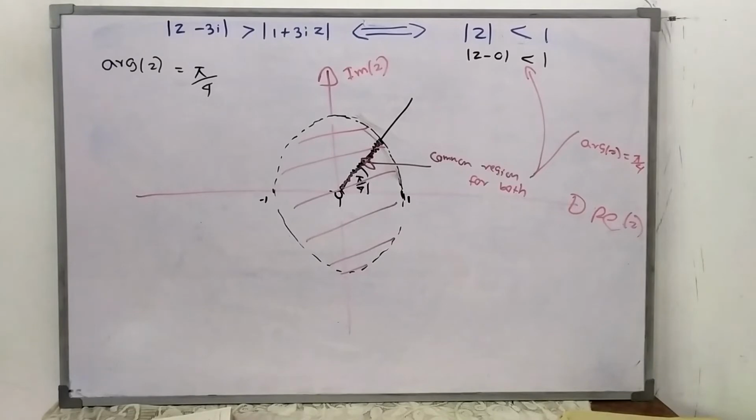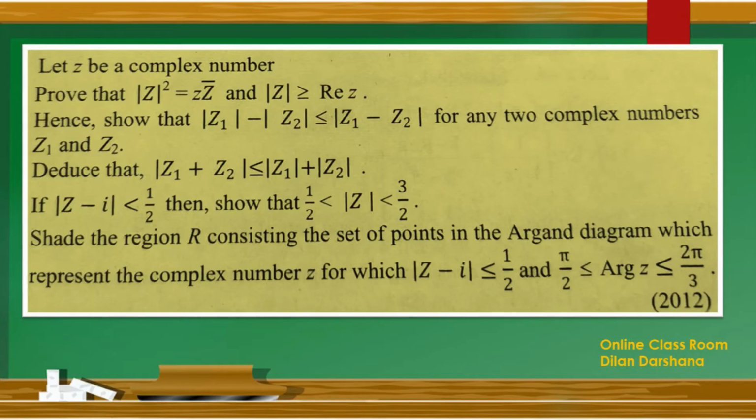So this is a 2013 A-level question paper. It's actually easy. The simplification and the proof are already there, but you have to prove it one by one, then it will be easy. Okay children, let's move to the next example.